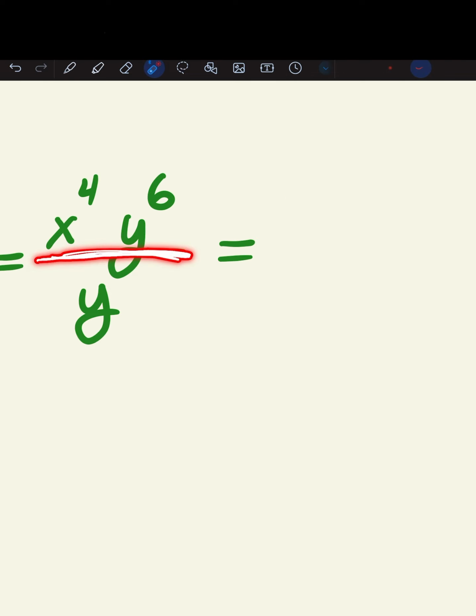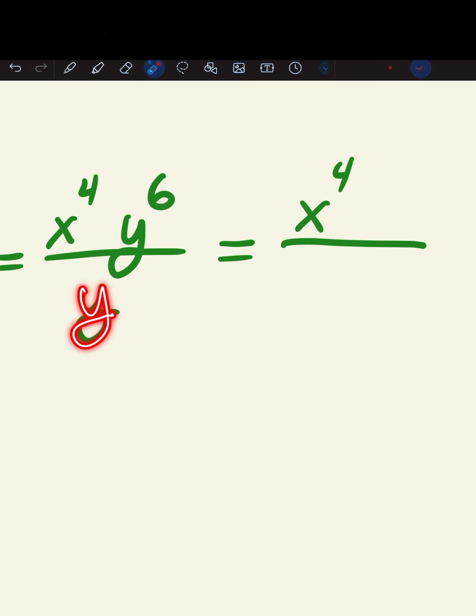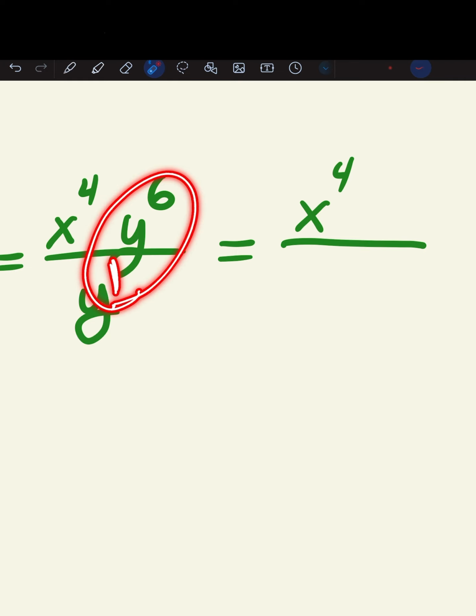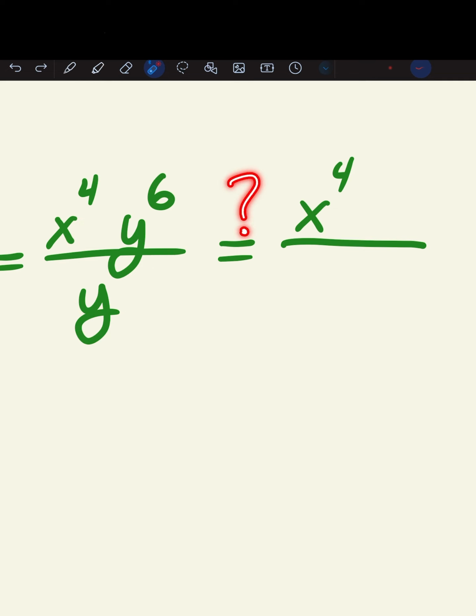Always with your quotient rule, the bases have to be the same. So since this x to the 4 has no other x's around, it's going to stay the same. Anytime you have a number or a variable that doesn't have an exponent, there's always an invisible 1. So now we can use the quotient rule because we have 6 y's on top and 1 on bottom. So our new answer for y's would be 6 minus 1, which is 5. A question you may be asking yourself, should my y to the 5 go on the top of the fraction or should it go on the bottom of the fraction?